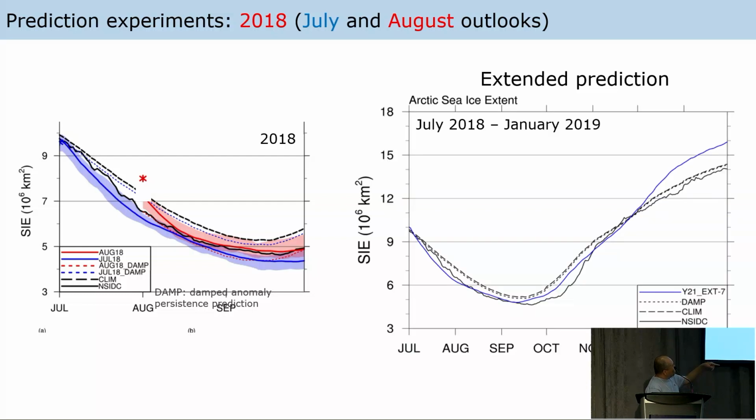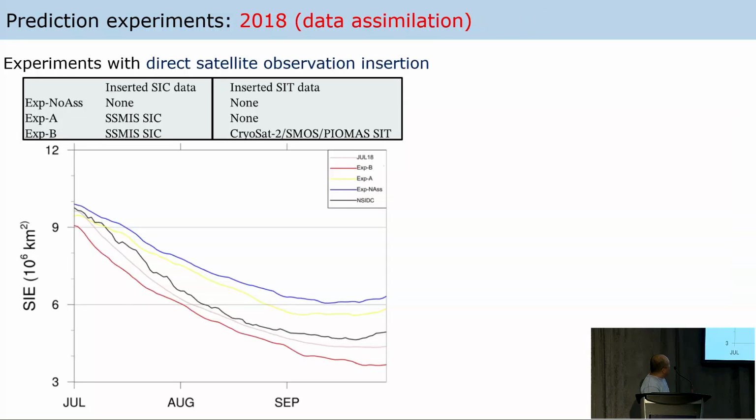For this year, we also conducted an extended prediction from July to January next year. You can see the blue line is our prediction, black is the observation, and the dashed line is the DAMPER prediction. Our prediction is also better than the DAMPER prediction until early December, showing this extended predictive skill.